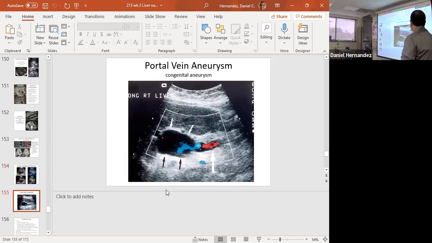And then one of the last things we're going to discuss is portal vein aneurysm. This is showing a focal dilatation of the main portal vein. This is actually a congenital aneurysm.